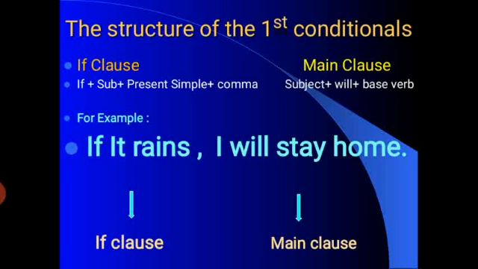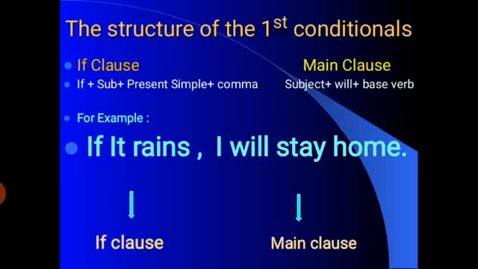If plus we have the subject, that is it. Then rains. Rains is simple present indefinite tense because the subject is singular, and with a singular subject we insert s or es with a verb. So in the first clause we are going to have if plus subject plus simple present tense, and then we are going to have the comma.